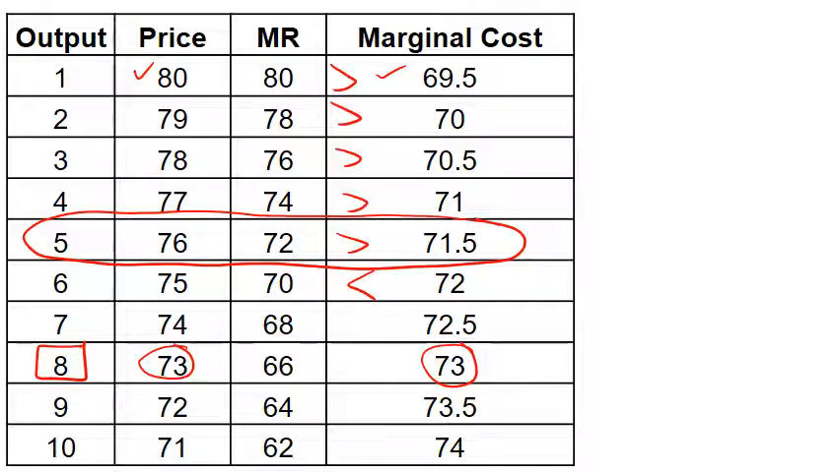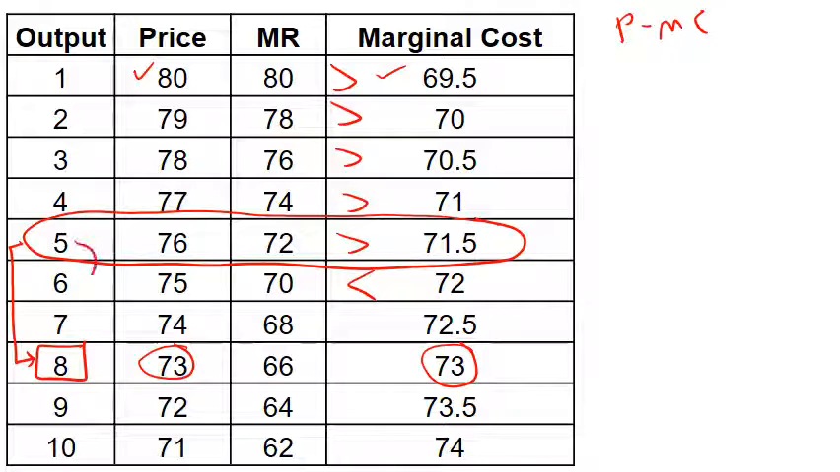Now the question is, what's the deadweight loss? A monopoly produces 5, a competitive industry produces 8, and the question is, how much deadweight loss do we suffer when output shrinks from 8 to 5? Let's look at the gain that we achieve when output goes from 5 to 8. And the gain is going to be the difference between price and marginal cost.